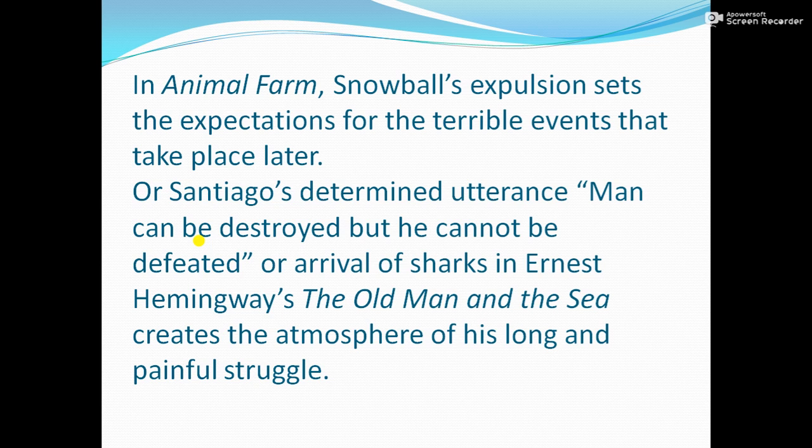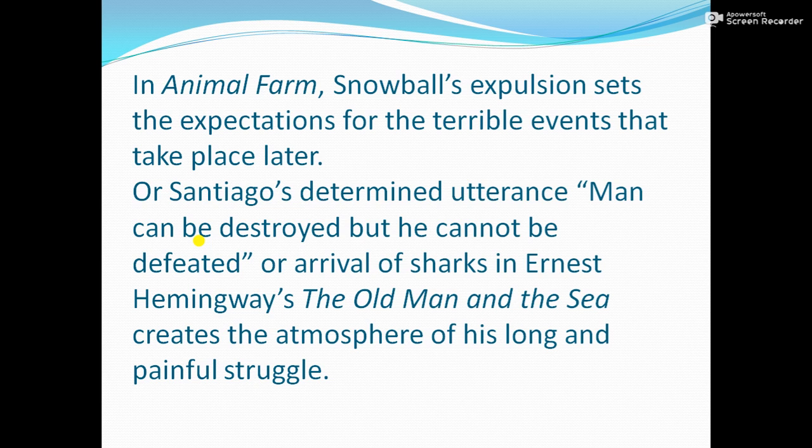Or in The Old Man and the Sea by Ernest Hemingway, the novel which is prescribed for the second term, the protagonist, Santiago, protagonist as we know is the central character, the old man in the novel, right? So Santiago's determined utterance, what is that utterance? Man can be destroyed, but he cannot be defeated, sets the expectations of the reader that this particular old man, Santiago, is going to fight all the difficulties.